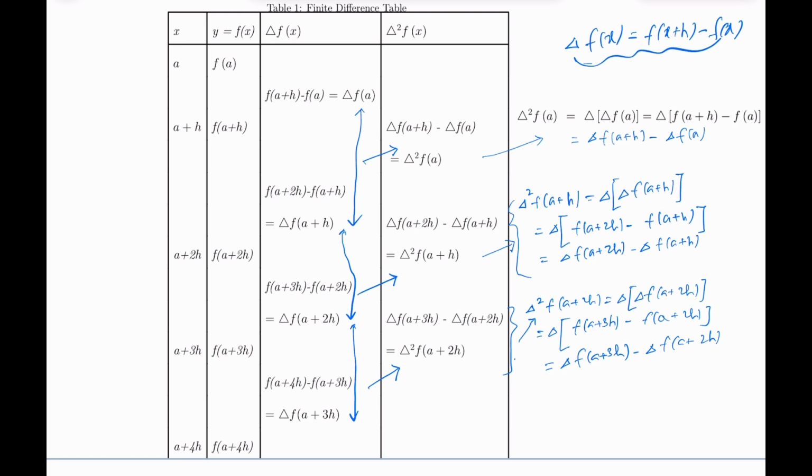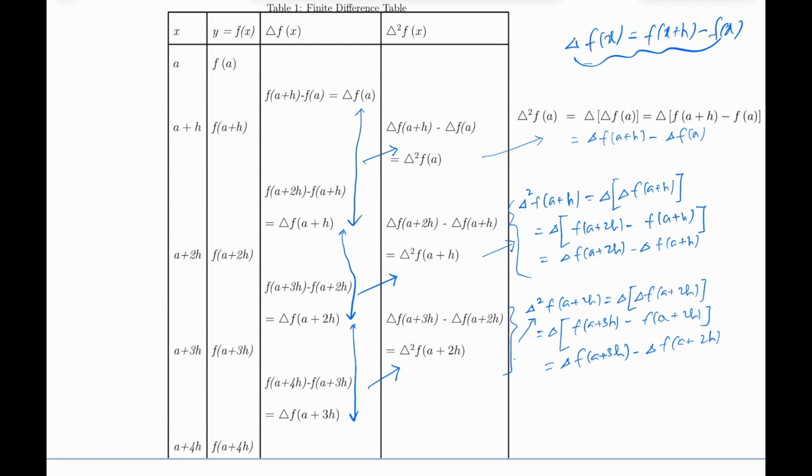So this is, open the bracket, this gives you delta f(a+h) minus delta f(a). So this is what is written here. Clear? Now the second order difference of these two is delta f(a+2h) minus delta f(a+h). We write it as delta square f(a+h).